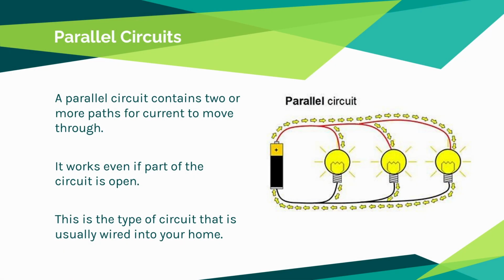Parallel circuits. A parallel circuit has two or more paths for current to move through. This is important because one branch can stop working while the other branch still operates. This is why we use parallel circuits in homes.